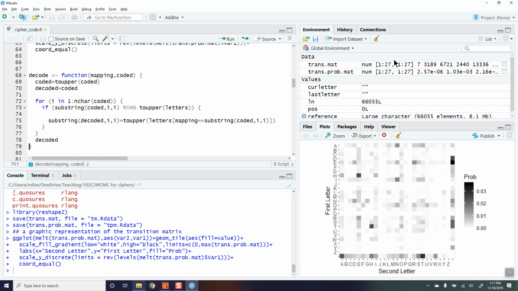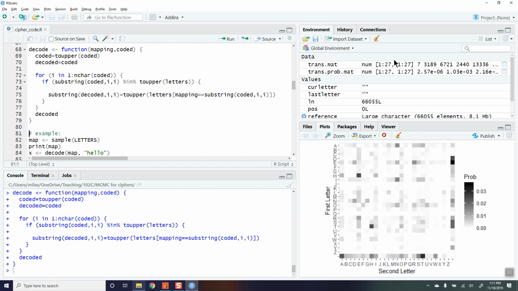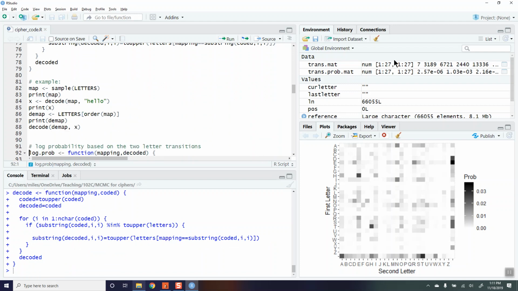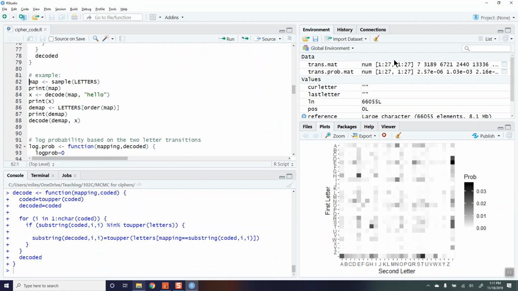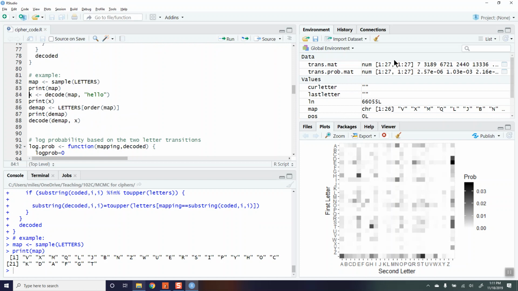Okay, so here's a function that we can use to scramble up some letters and also to unscramble some letters. So for example, one mapping is going to be this.